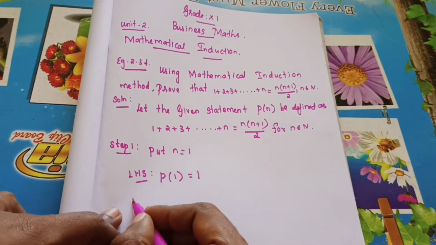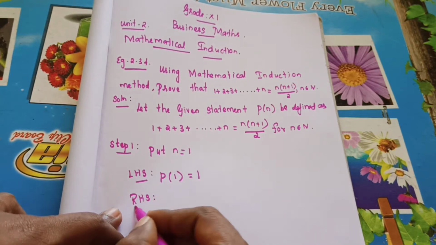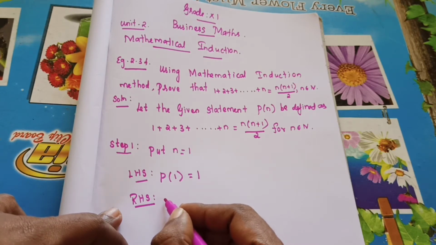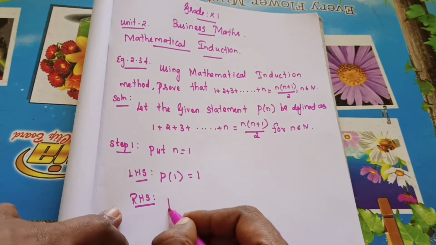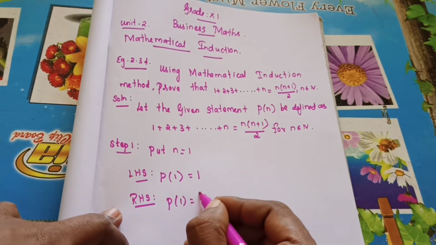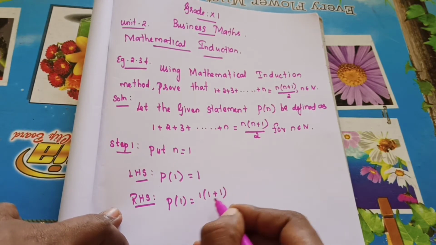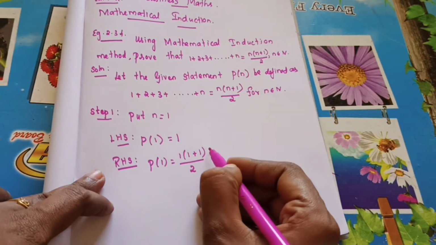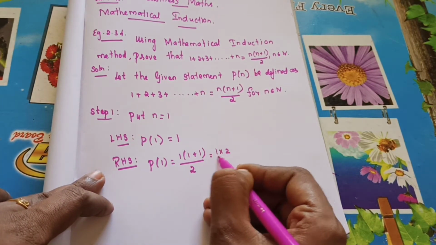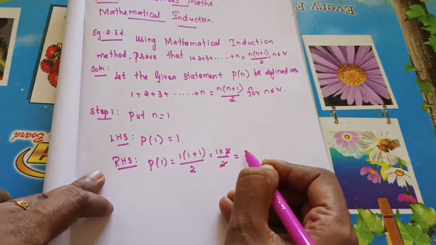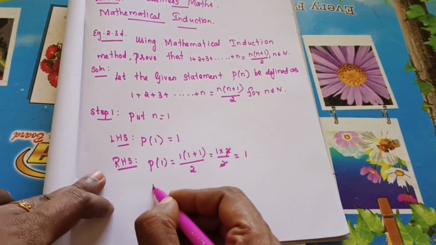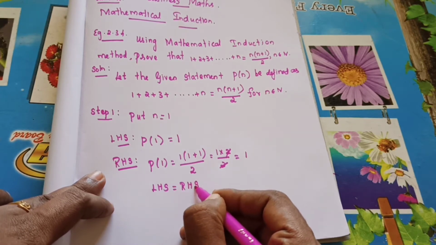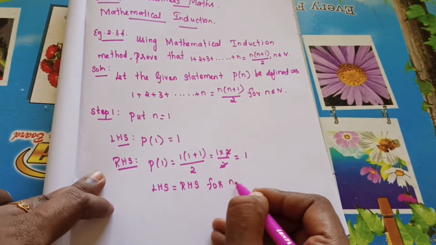Now RHS, take down the RHS. What's RHS? n into n plus 1 by 2, is it right? So P of 1 we are going to substitute as P of 1 is equal to 1 into 1 plus 1 by 2. What I did, in the place of n I substituted 1. So what's the answer? 1 into 2 by 2. So 2 and 2 get cancelled, 1. Whether LHS and RHS are equal? Yes. So LHS is equal to RHS for n equal to 1.